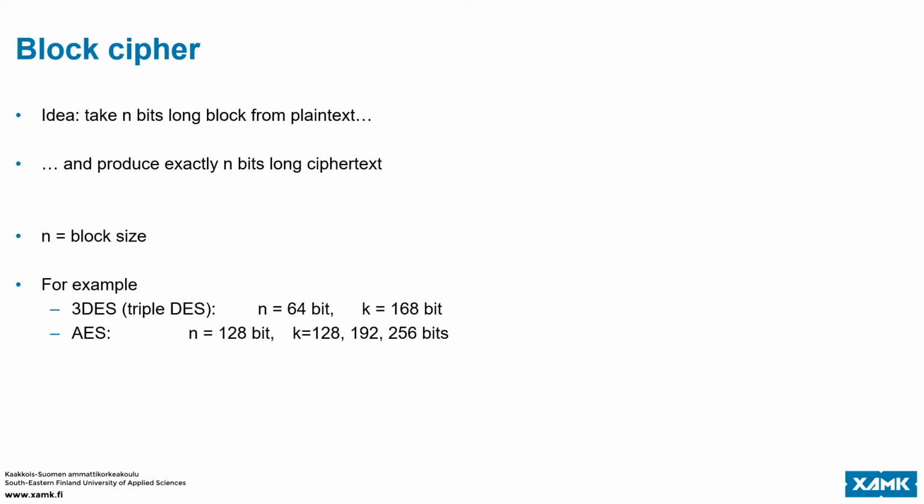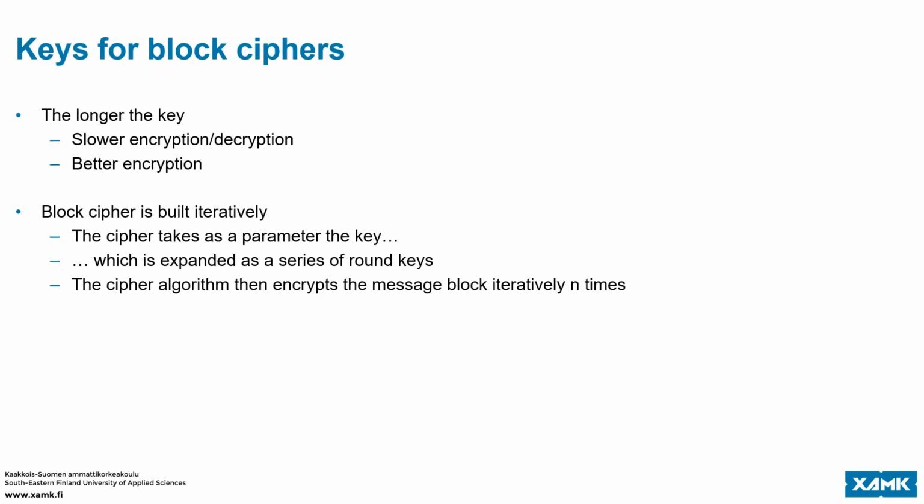The AES block size is fixed, but the key length can vary. So for example, you can use 128, 192 or 256-bit keys. And in fact, any key length that is divisible by 128 will also work. One thing to remember about block ciphers, and especially the keys used with block ciphers, is that the longer the key is, the slower the encryption or decryption processes are. Of course, the longer the key, the better the encryption will be.